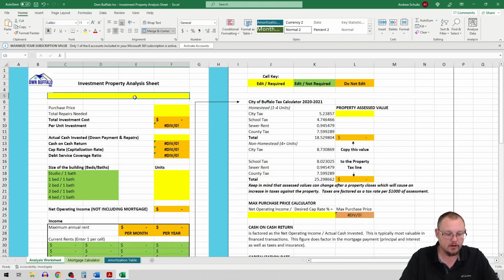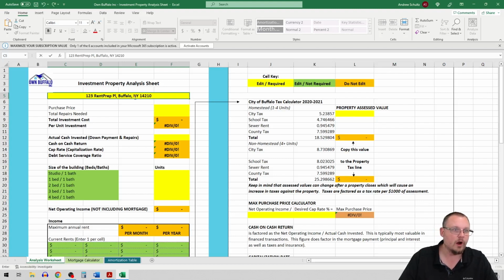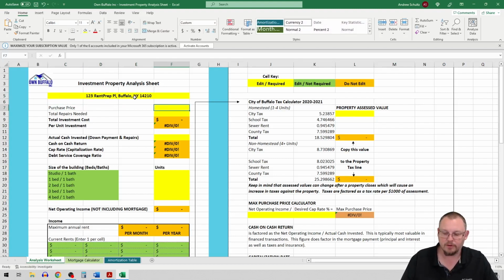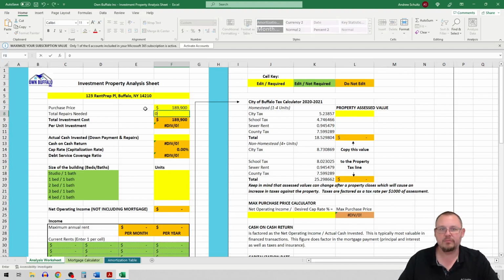So let's go ahead and say that we're doing an analysis on 123 Rent Prep Place, Buffalo, New York, 14210. So we are looking at a property in the South Buffalo neighborhood. That property is listed at $189,900. We're going to assume we're not going to put anything into this property. We're going to buy this property and operate it as turnkey. In theory, you could do that. The property is currently occupied, both units.